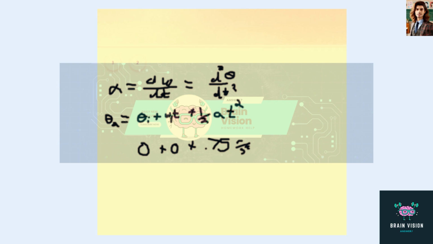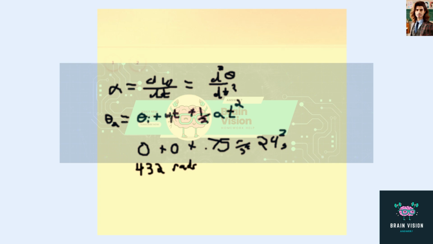Our time, which we solved for in the last problem, was 24 seconds, so this is 24 seconds squared. When we square, our seconds get squared and cancel out, so we're left with just radians. If we multiply this out, we get 432 radians.